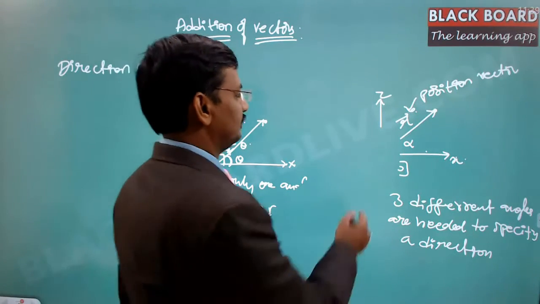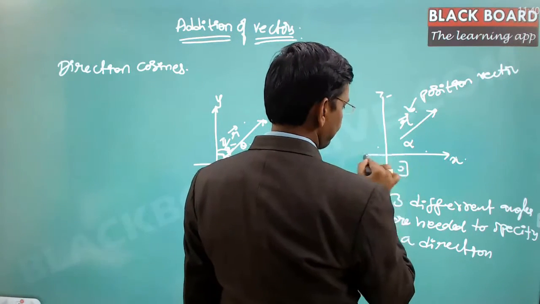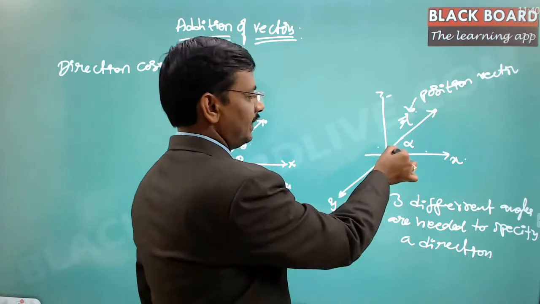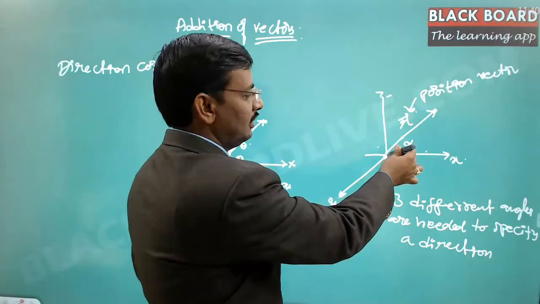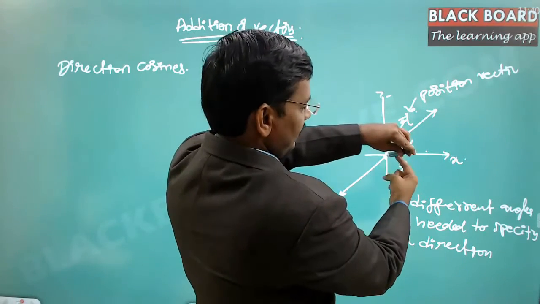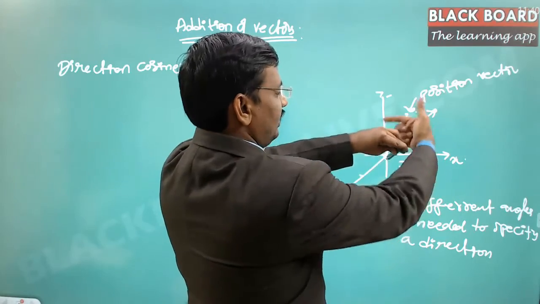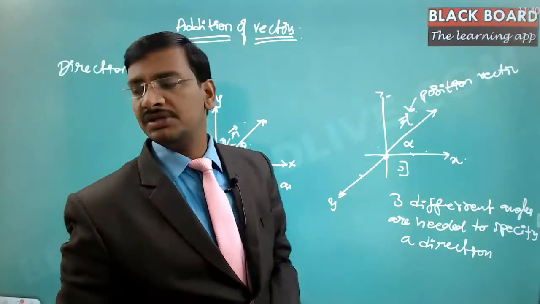Just a minute, so this got erased. Now if I take this particular straight line and let us say this is the direction of the vector, then this is making an angle with respect to x, and this is making an angle with respect to y, and this is making an angle with respect to z, but these angles are actually nowhere interrelated to each other.